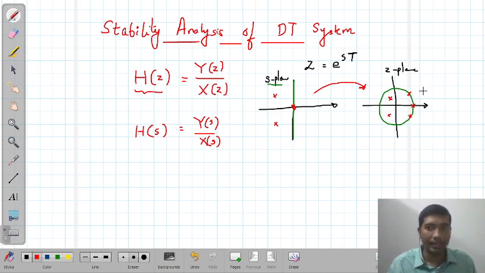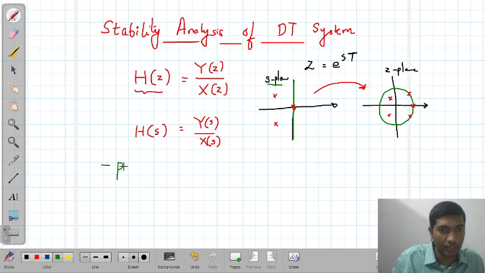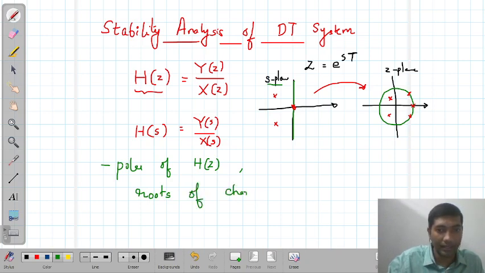If all the poles in the Z-plane are inside the unit circle, then we can straight away say that the system is stable. If there is a pole on the unit circle and the remaining poles are inside, then that is also stable. If there is a complex conjugate pair on the unit circle and the remaining poles are inside the unit circle, then also the system is stable. If there is at least one pole outside the unit circle, then the system is unstable. So the poles of H of z give the condition on stability. The poles of H of z are given by the roots of the characteristic equation.